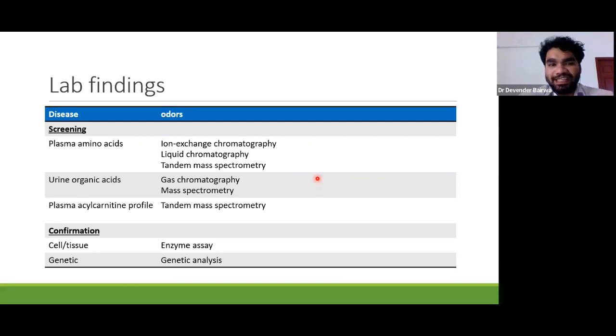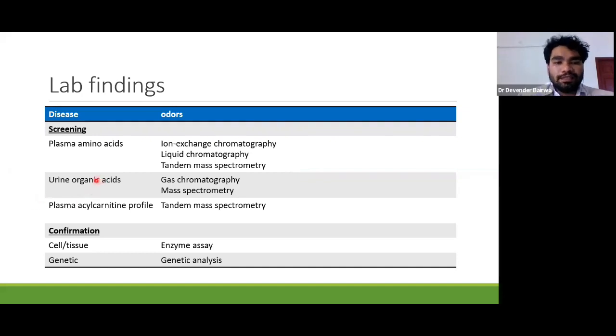They will be obviously increased. Or we can look for their secretion, excretion in the urine. So we can go either for serum level, plasma level, or we can go for urinary excretion. Generally, plasma amino acids are screened using ion exchange chromatography, liquid chromatography, and tandem mass spectrometry.